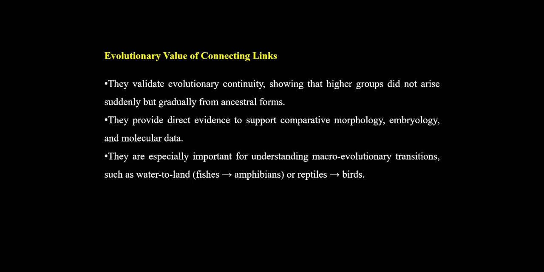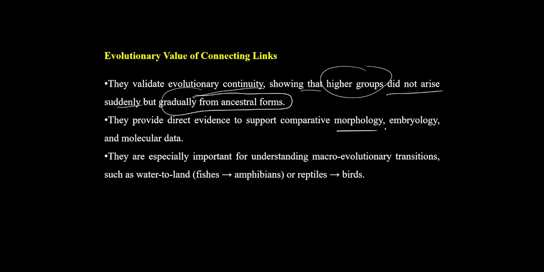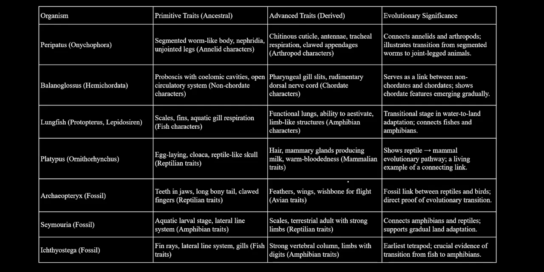Then, what is the evolutionary value of connecting links? Basically, they validate evolutionary continuity, showing that the higher groups did not arise suddenly but gradually from ancestral forms. Basically, this is evolution, so it is a proof of evolution. They provide direct evidence to support comparative morphology, embryology, and molecular data. They are especially important for understanding macroevolutionary transitions such as water to land, from fishes to amphibians, and reptiles to birds. Clear?